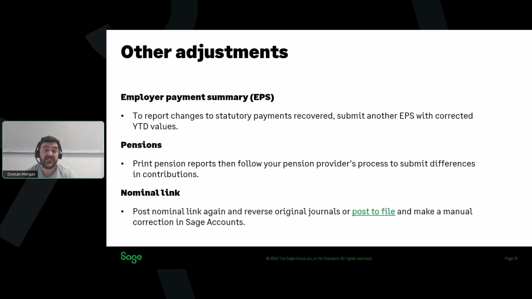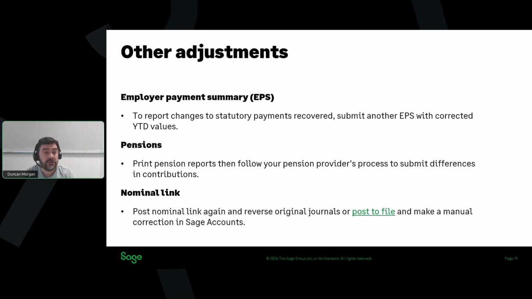If a correction results in a change to pension contributions, you will need to calculate what the differences are, and you would follow your specific provider's process to submit and report those differences in contributions. So speak to them if you're not sure on the correct process to follow.